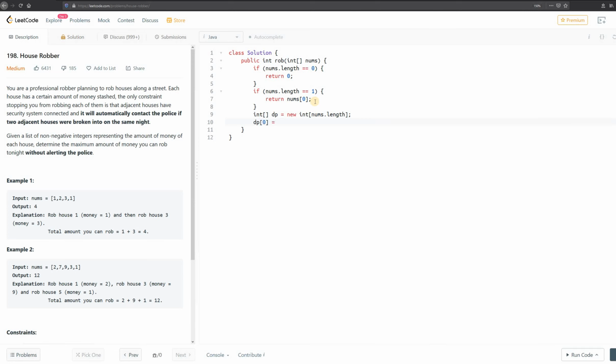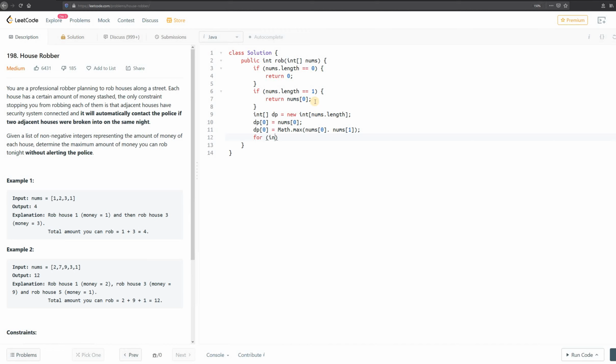And we also know that we are going to set our best cases. If there is only one house, the best that I could get is nums of 0. And if there are two houses, I could take either one of them, so I will definitely take the max of nums of 0 and nums of 1. So here we are done with our base cases. Now we need to iterate and populate the entire DP table, and we will have our answer at the very last index, because we are always taking the best answer and going forward.